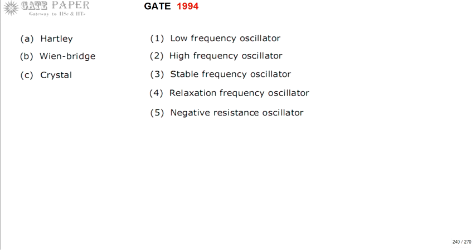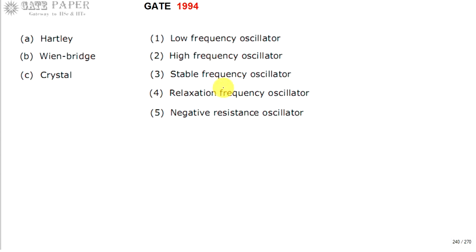Hello, we are discussing the GATE 1994 ECE paper. This question is related to analog circuits. This is a match the following question, and on one side it has given the types of oscillators, and on the other side it is given whether they are low frequency oscillators, high frequency oscillators, or what their characteristics are.